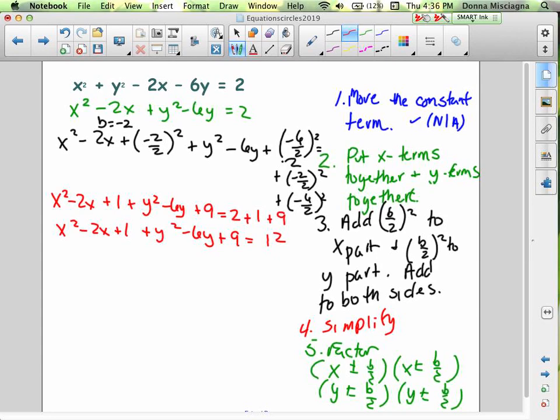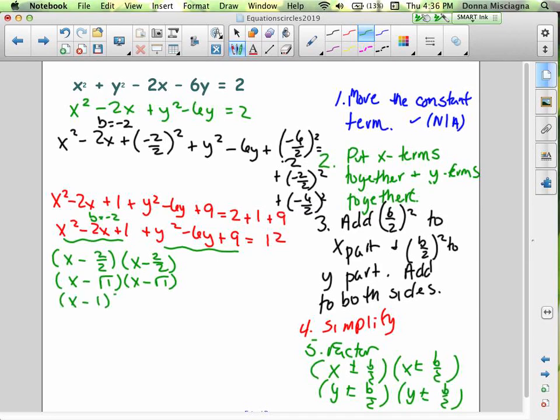Right, so now we want to factor. Sorry, we're in the factoring stage. So we're going to factor the x and we'll factor the y's. If you want to think of it as b divided by 2, this would be x minus, and the b is negative 2, so 2 divided by 2, because there's a negative there, that stays negative. So it's x minus 2 divided by 2. If you like square root, then it would be x minus the square root of 1. Either way, 2 divided by 2 or square root of 1, that's x minus 1.